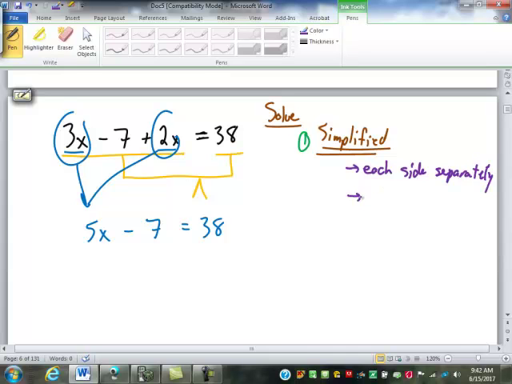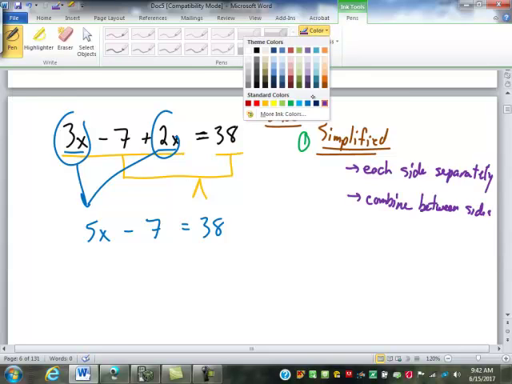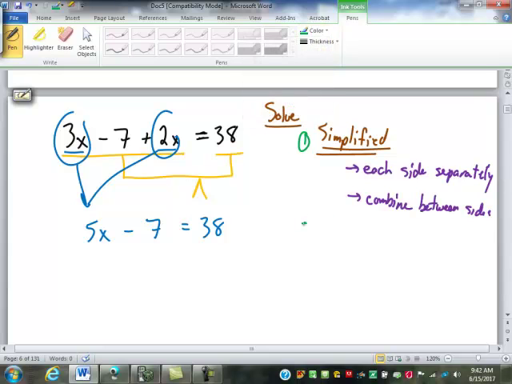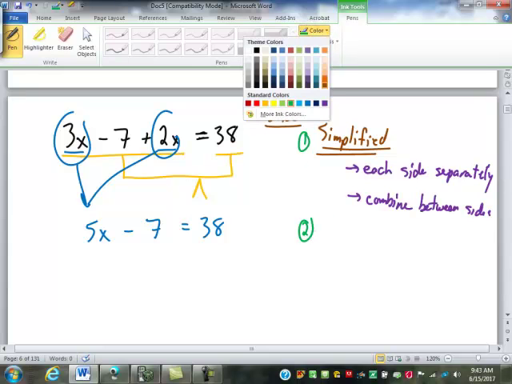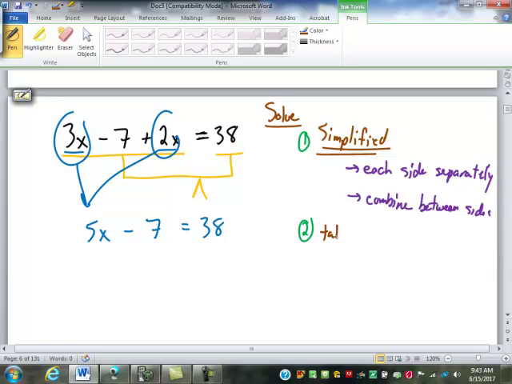And we're going to look at some where we have to combine things on two sides. We'll look at those in a little bit. I'm just going to say that's combined between sides. And then after we have simplified, then we can take it apart. In other words, solve it.